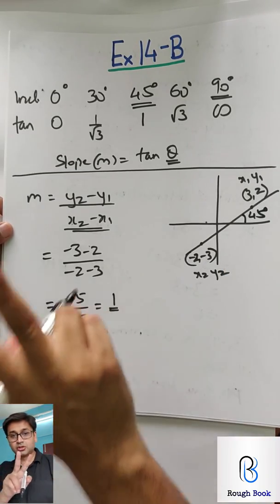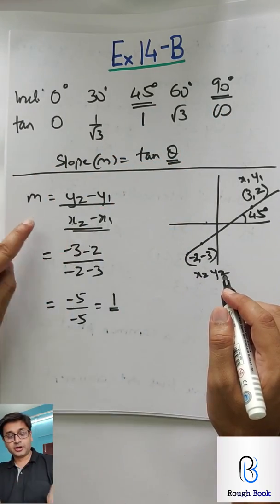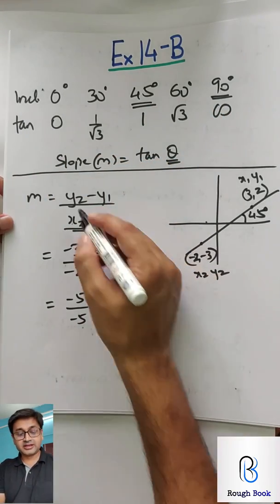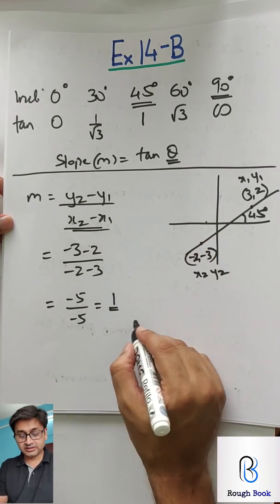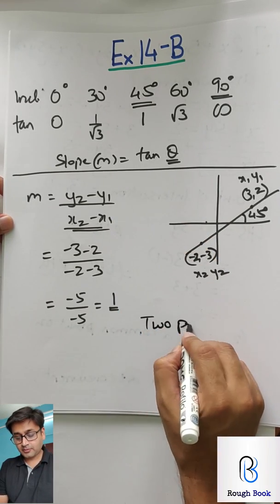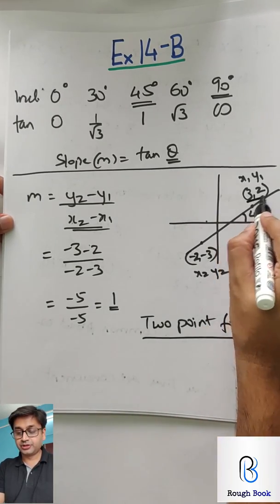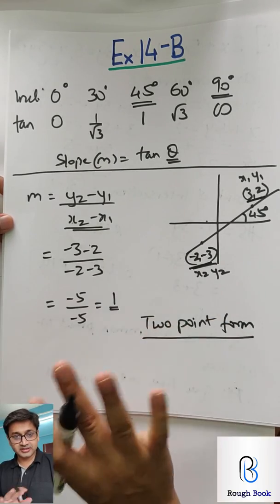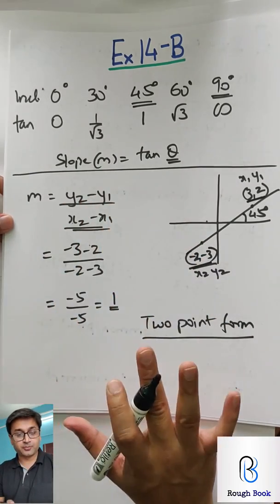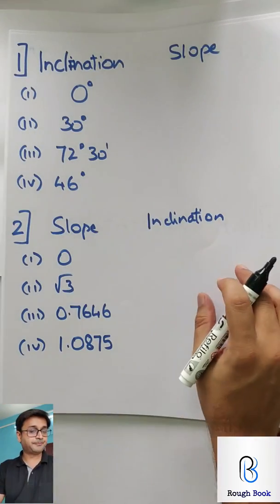Do you understand? So two methods to calculate slope. Number 1, inclination, and number 2 is by the formula method, that is y2 minus y1 upon x2 minus x1. We call this the 2-point form. Why 2-point form? Because you need 2 points for this in order to calculate the slope. Is it easy now? Simple. Will you be able to apply these two methods? Okay. So let's begin with the first one.